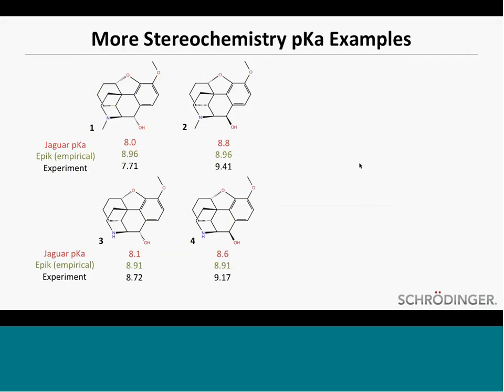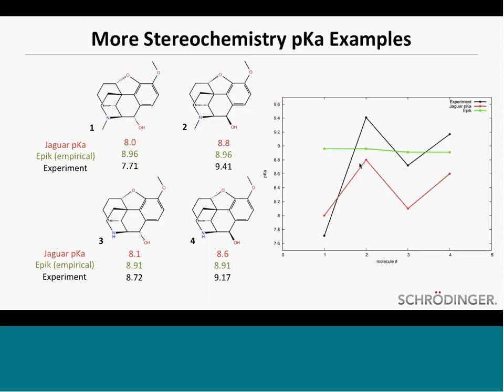Here's another example of some more subtle effects. You can see on the top, the nitrogen is methylated. On the bottom, it is not. And you can also see that we are varying the stereochemistry of the hydroxyl. In all of these cases, the empirical calculation shown in green thinks that these are all basically equivalent, even though we can see that the numbers in black from the experiment vary quite a bit. And of course, Jaguar saves the day here. It understands the difference. And here's just this shown graphically, where the empirical EPIC pKa prediction is shown in green, experiment is shown in black, and you can see that that's best recapitulated by the quantum calculation shown in red.